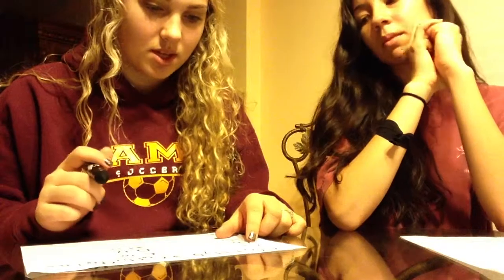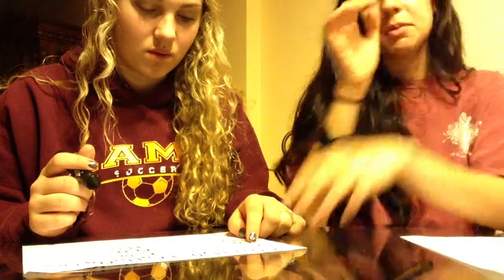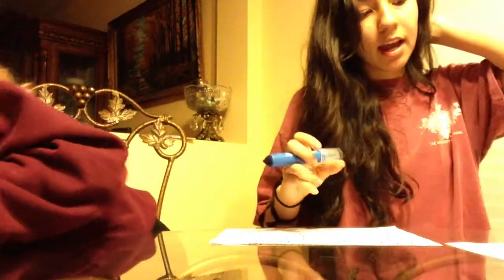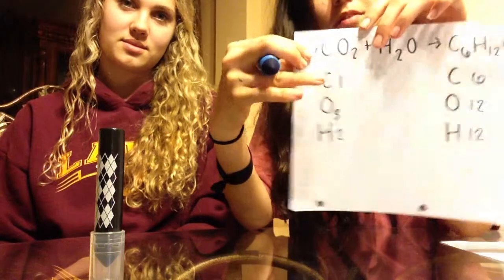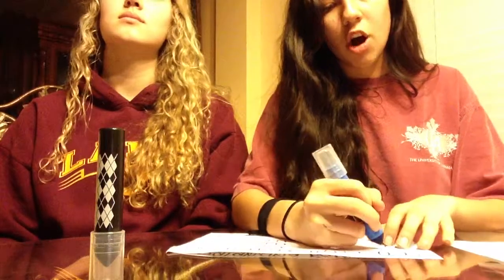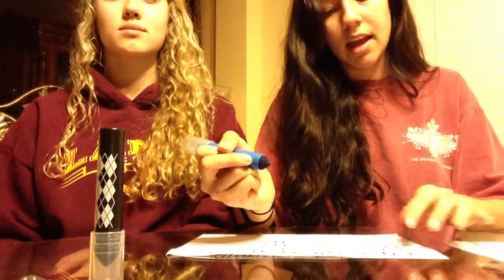Now we have to balance. Let's try putting... Since carbon over here is 6, we're going to put a 6 in front of the CO2 here. That would make carbon have 6 and oxygen have 12.